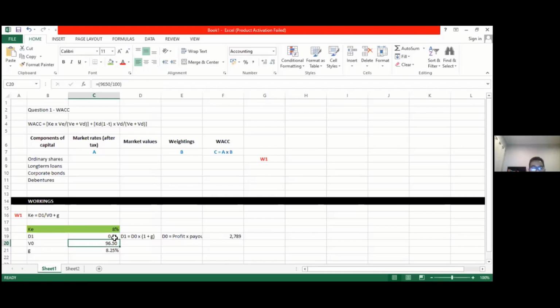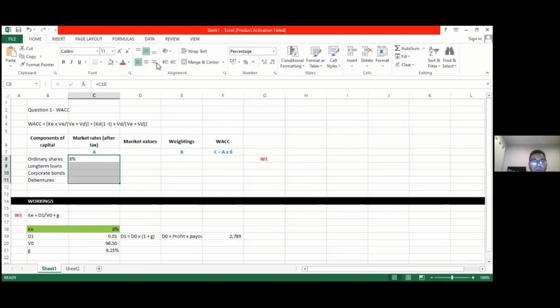So just keep in mind that D1 and V must always be in the same units. If you're working on total dividends, V naught must also be total market value. If D1 is dividend per share, then V naught must be price per share. So just keep that in mind. Okay. So here we can see our cost of equity, a market rate is 8%, and that's basically how you would go about calculating it.